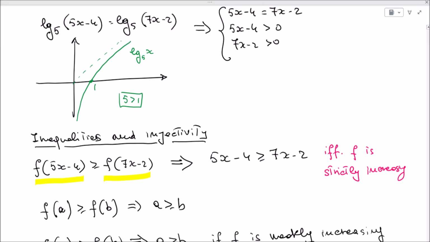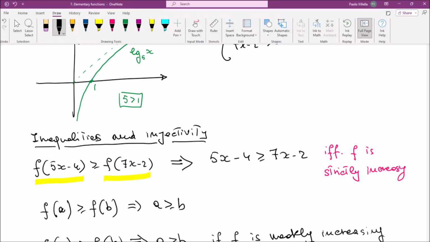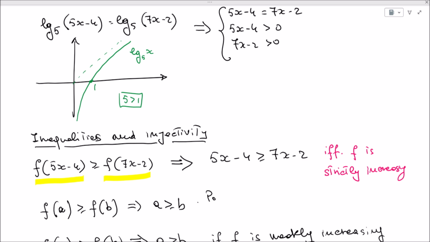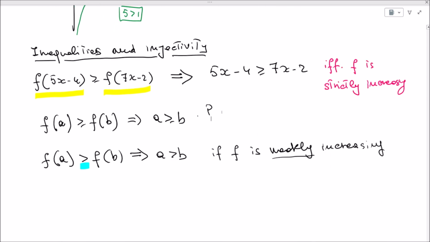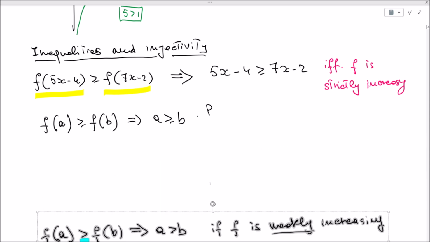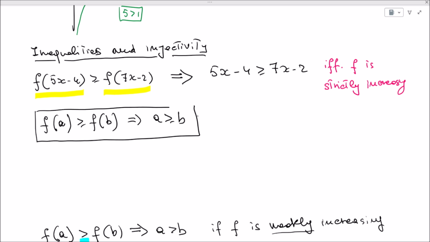Okay? Now, let me prove this first thing. I want to prove this first. Let me move this second inequality down, and I just want to give the proof that the inequality on the f implies the inequality on the arguments if and only if f is strictly increasing. Okay, let me give the proof of this.